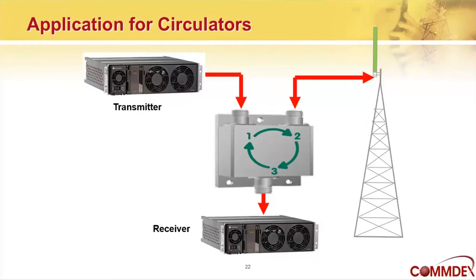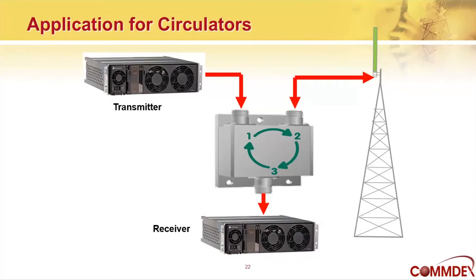So how do we use these? Well, in this application, you could call this a poor man's duplexer, because look at what it's doing. It's taking a transmitter and a receiver and letting them share one antenna. Well, how does that work? The transmitter puts the signal out into port 1. The low impedance path is from 1 to 2, so that's where the transmit signal goes. And it goes out to 2, and it goes out to the antenna.